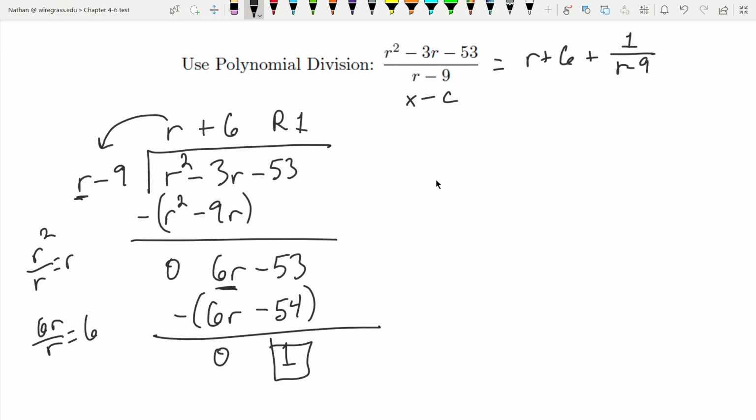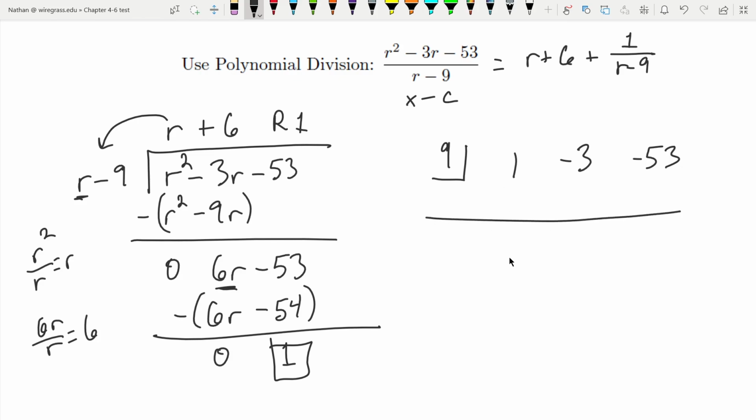Now, of course, we can just use synthetic division to do this really quickly. x minus c, right? Here, x is just r, but that doesn't really matter. 9 is what we're looking for here. And then we want the coefficients. We have 1, negative 3, and negative 53.